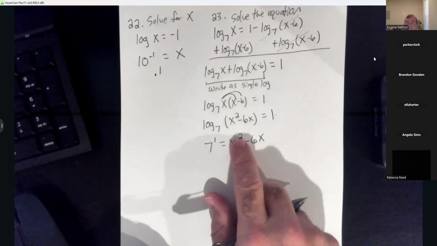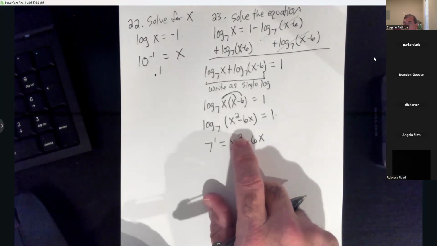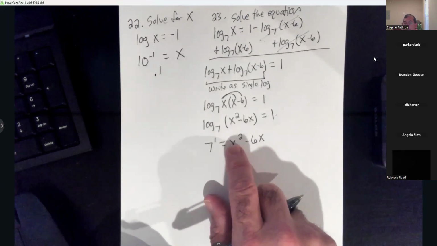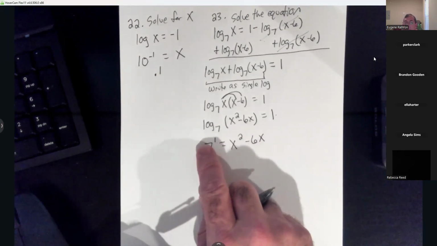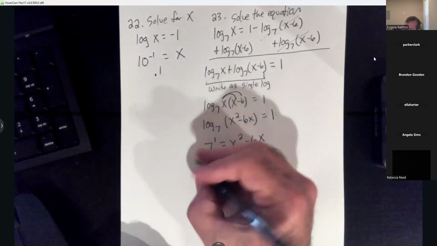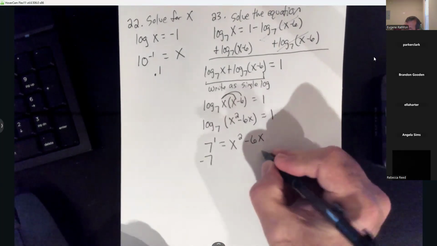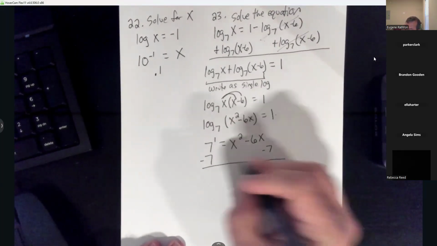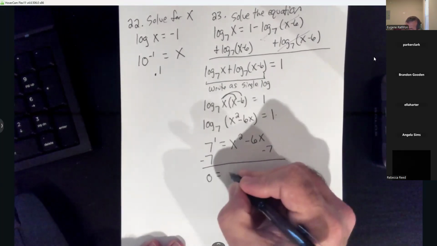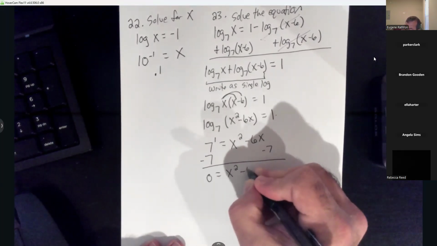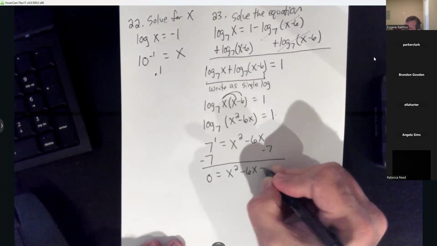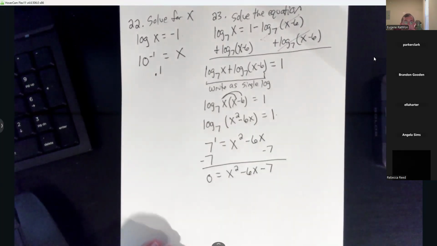Look here, these are quadratic. Remember, when they were quadratic, I got everything on one side equal to 0. So to do that, I'm going to subtract 7 from both sides so that I get 0 equals x squared minus 6x minus 7.